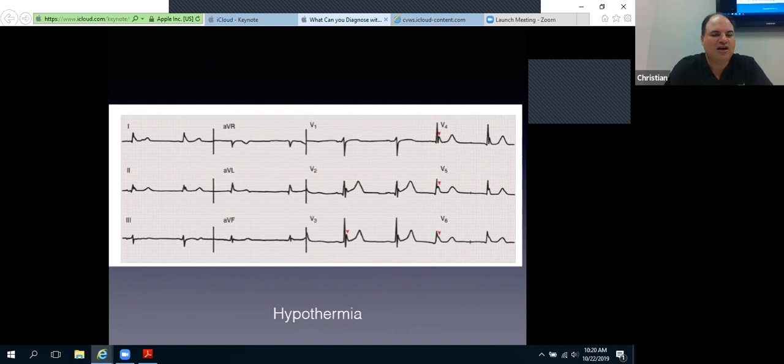Now, Osborne waves are not seen in every case of severe hypothermia, so it's not a sensitive finding. When it's present, it can specifically denote that the patient has that. How hypothermic do you have to be to present? This is usually somebody who's below 92 degrees, getting to 88. The frequency that you see it is higher in those that are 88 degrees and below. Those in the low 90s will also have Osborne waves.